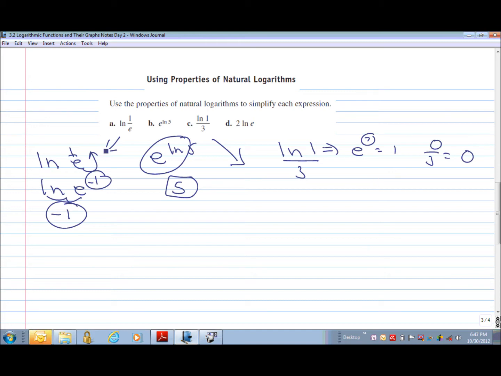And finally, we'll do D, and I apologize for running out of room here. So we have 2 ln e, and we're going to have that equal to something. Remember, ln and e again become 1, and we have 2 times 1 equals 2. And so 2 would be our answer. All right, those are not too hard. That's just switching from form to form.